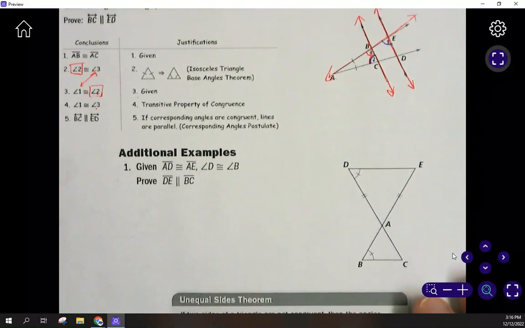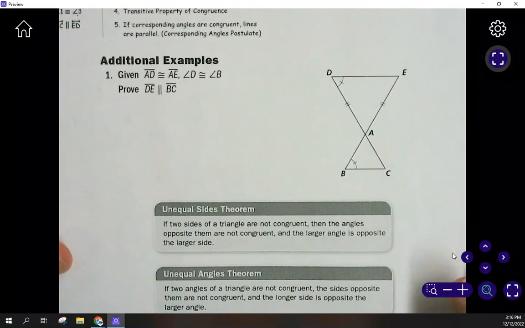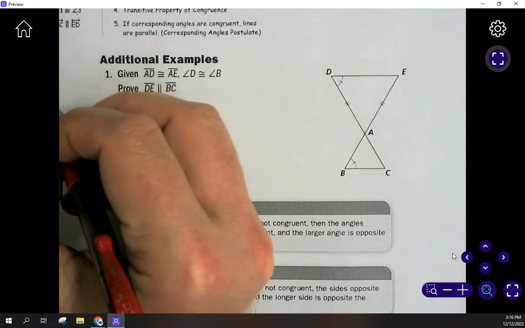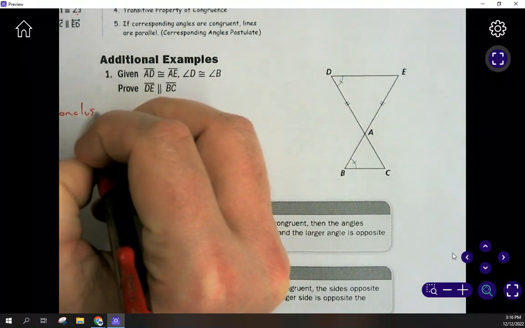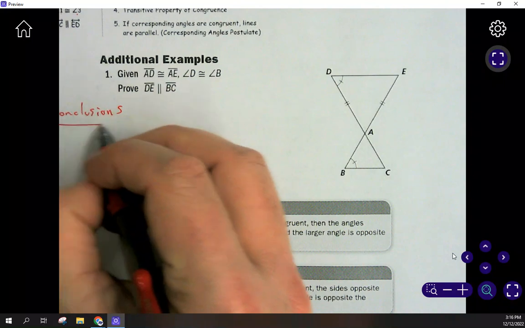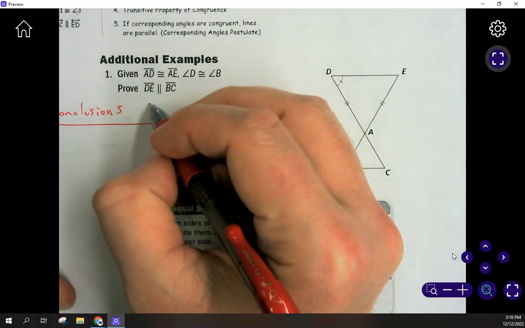All right, let's try now our own. We're going to write a proof here. So we need our conclusions. I'm just going to make this nice and big.